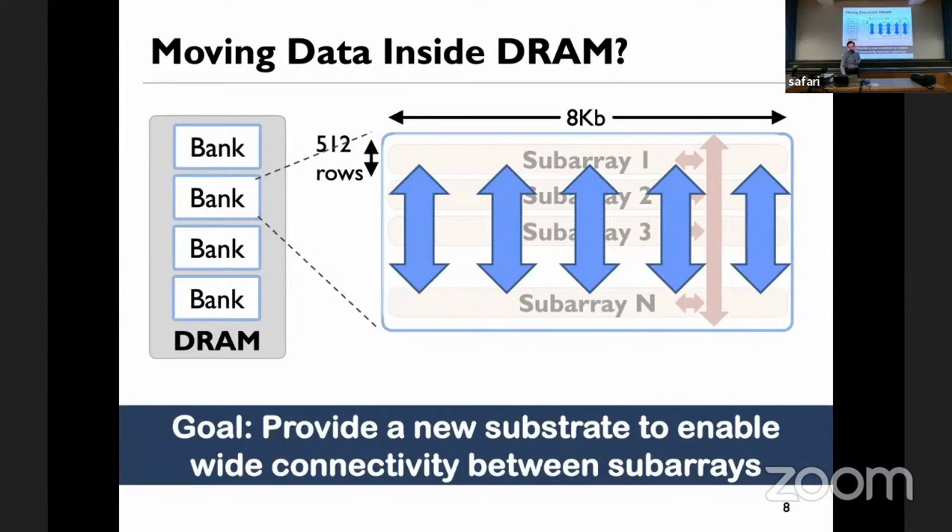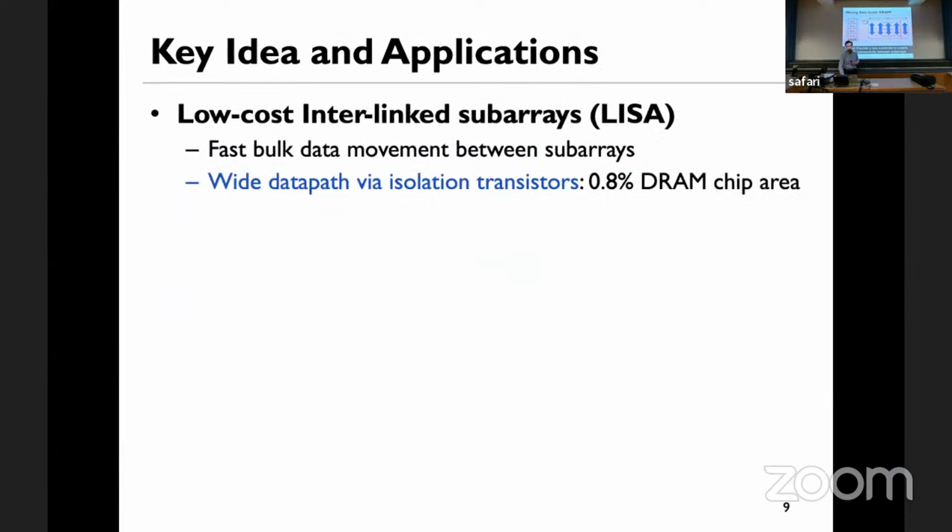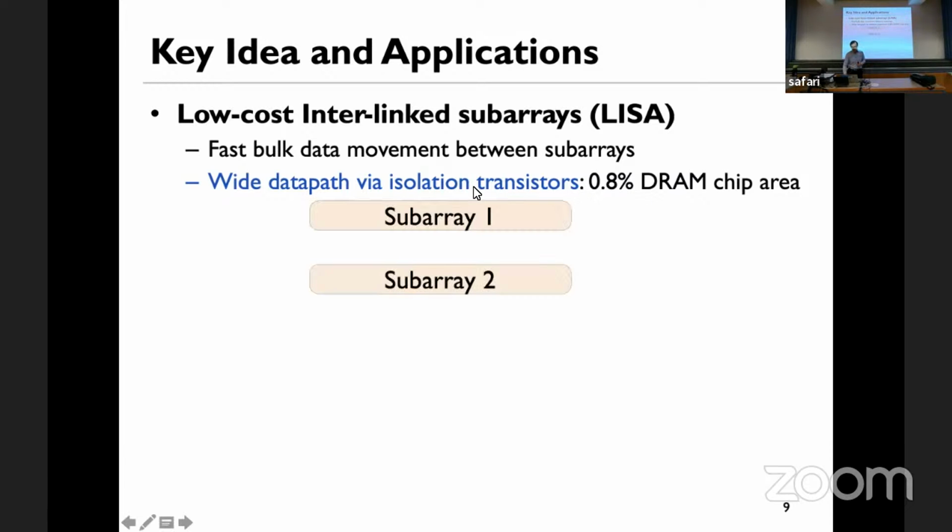That's the idea, basically. Provide a new substrate to enable wide connectivity between subarrays. And how do you do that? Essentially, we want to support fast bulk data movement between subarrays. That was the original goal, but you will see that this actually has some additional benefits in terms of latency. How do you do that? Basically, add some isolation transistors between the subarrays. Let's take a look at them.